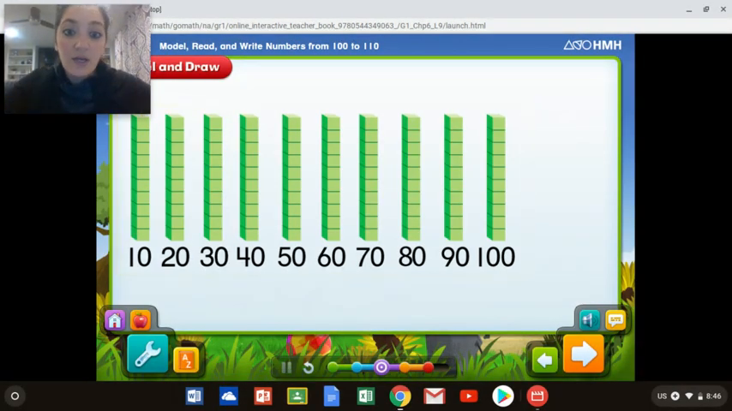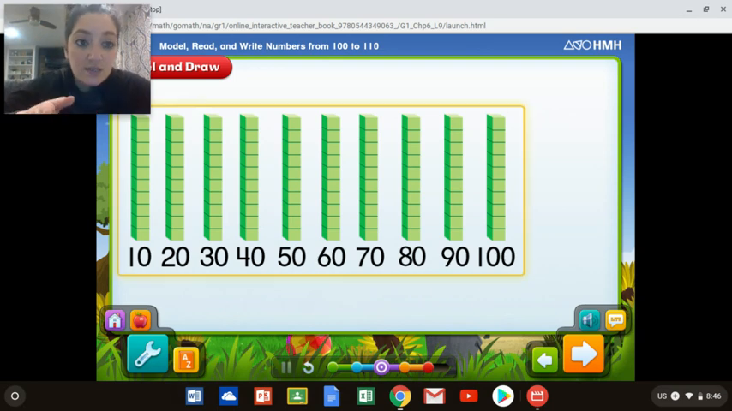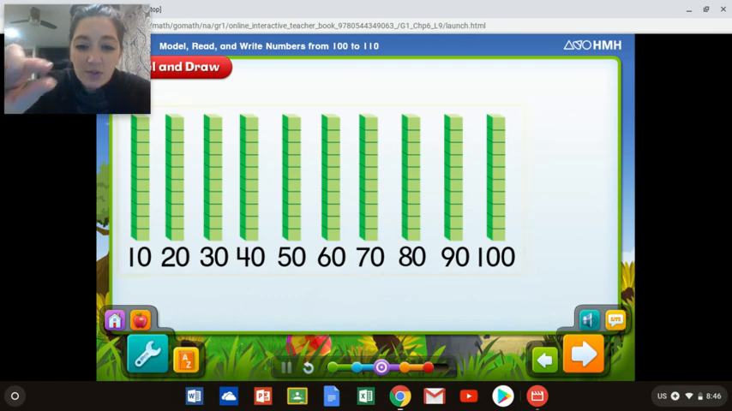Okay, so like I said, we have 100, we have 10 tens, and we just get 1 more, not a whole stack, 1 individual cube, 1 more. So it'd be 101.